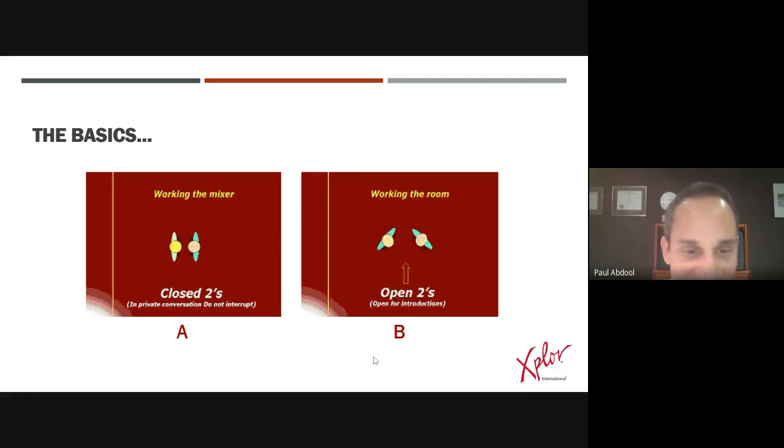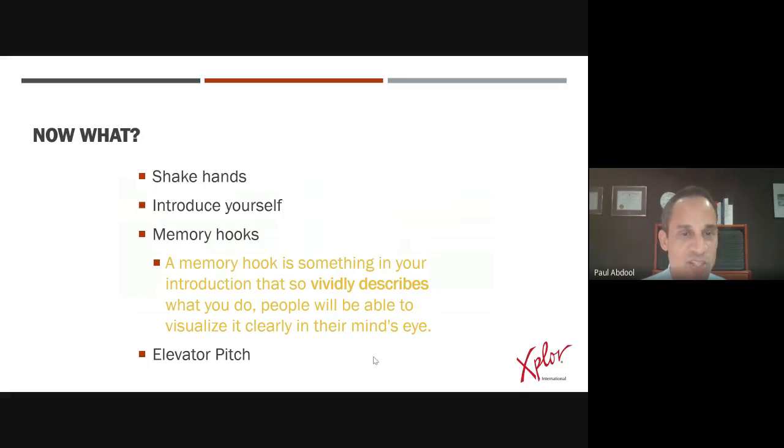So what does it look like? I showed you a picture in A. On the left, you'll see these two people are in a closed conversation, but the people in B, they are open. So you could join in that conversation. So that's a basic thing. So what do you say? What do you do? After we pass through all of this pandemic stuff, you can shake hands again and introduce yourself and say something memorable.